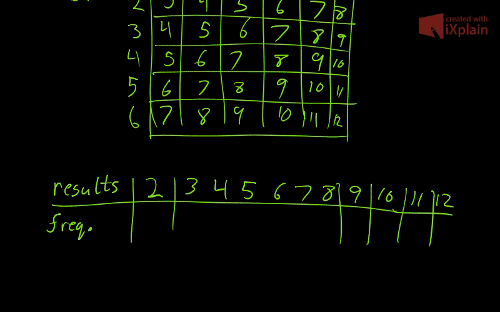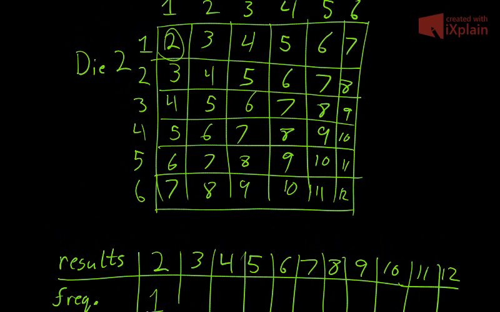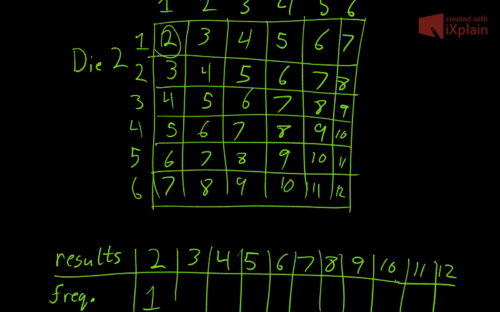And then we're going to count to see how often these happen. So there's only one way to get a 2. We know that, and that is right up here. There's 2 ways to get a 3. 3 ways to get a 4.